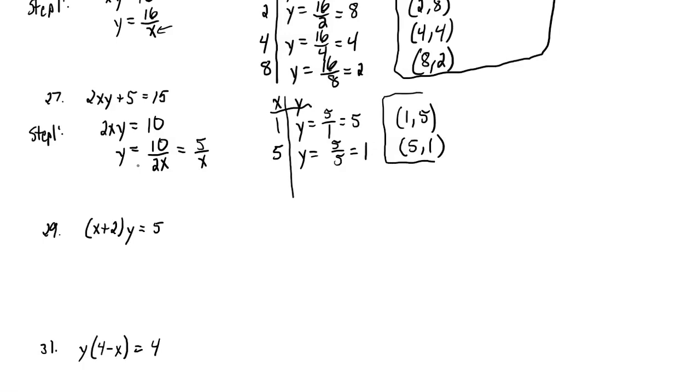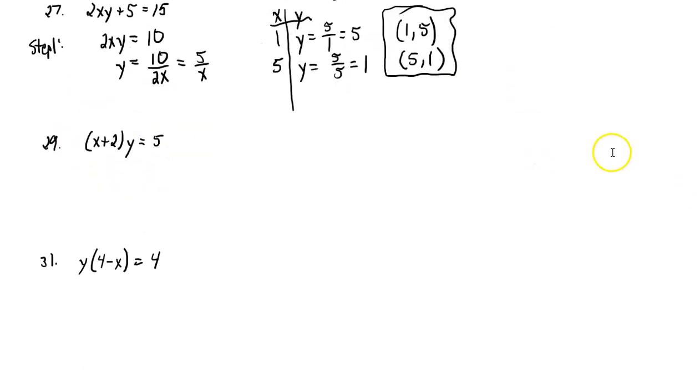Here are the two answers to the equation when we're given the domain restrictions that we can only use whole numbers. Okay, number 29. We want to get the y alone. And in front of it, multiplied in front of it is the x plus 2. So to get the y alone, we have to divide by the x plus 2. There's our formula for y.